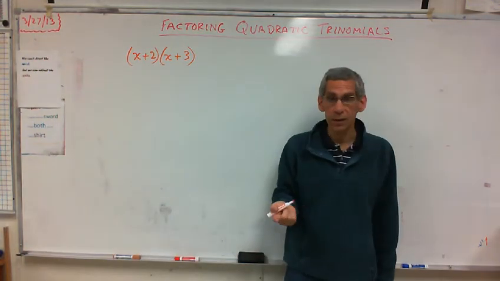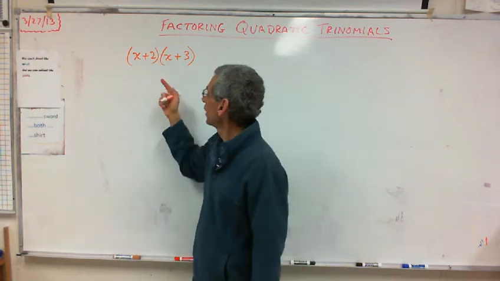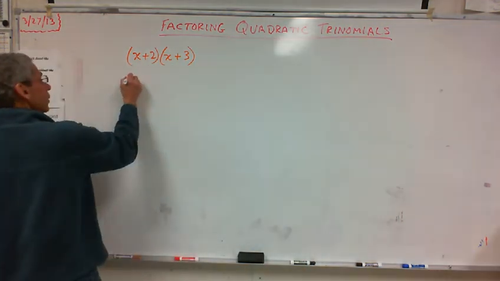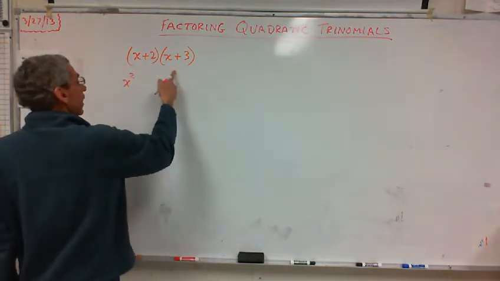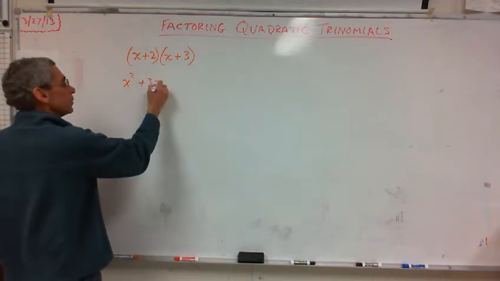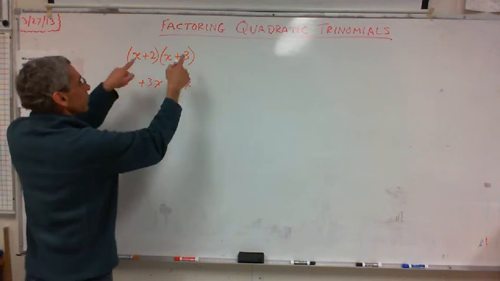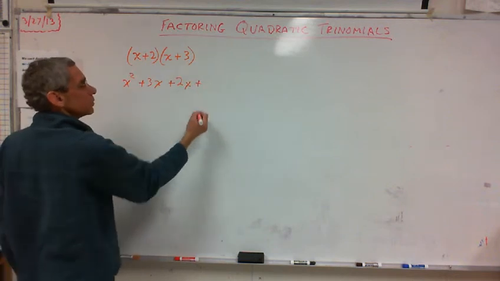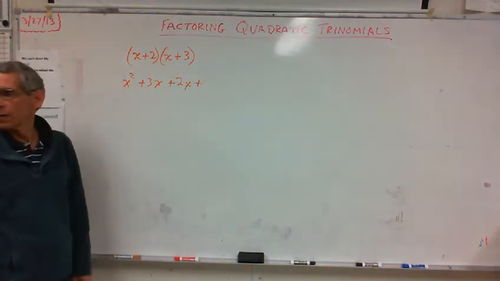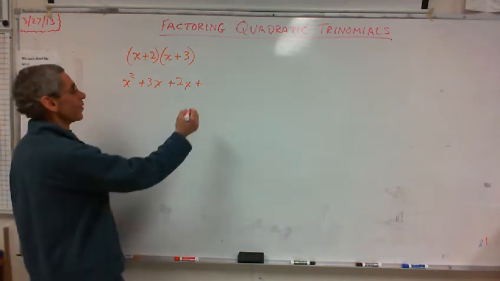So now we FOIL. First, what's that going to be? The first times the first, that's x squared. Plus, now, outside plus inside. Plus 3x, plus inside, plus 2x, plus last, 2 times 3, 6. You multiply. Plus 6.